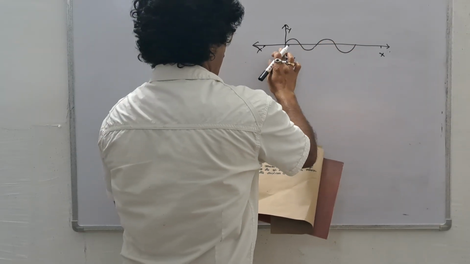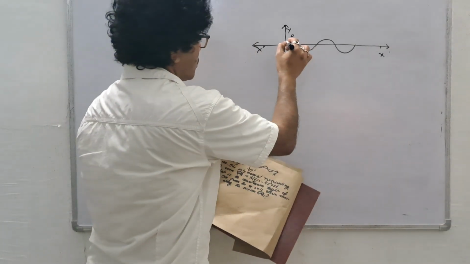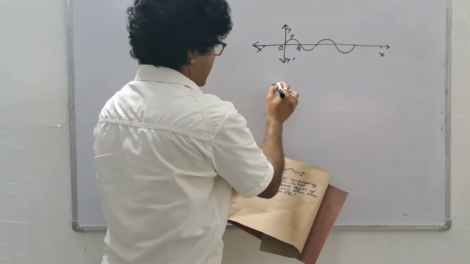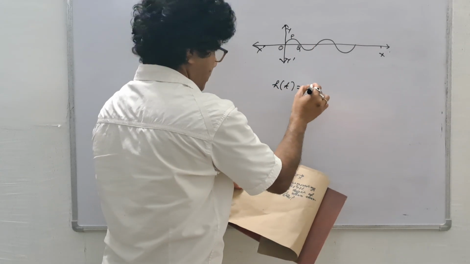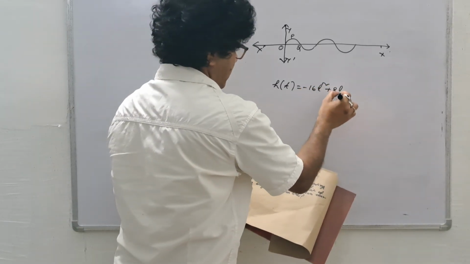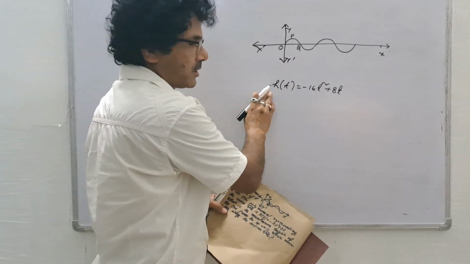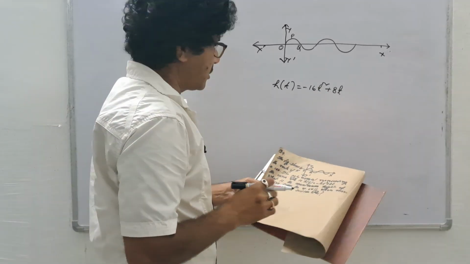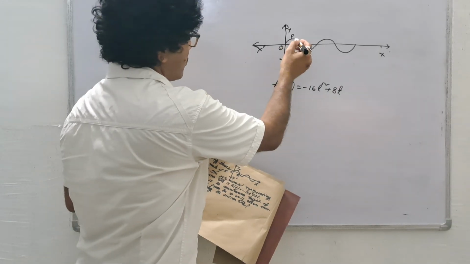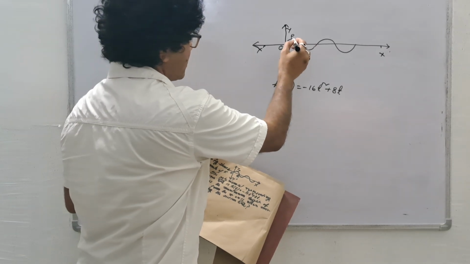So this is O, this is P, this is Q. The polynomial representing this curve is given here, h of t is equal to minus 16t squared plus 8t. H means height. Height is dependent on time, so we write h of t. We have to find the maximum height of the car when it was going along this path. From this figure, obviously this will be the maximum height. So what is the value of this?